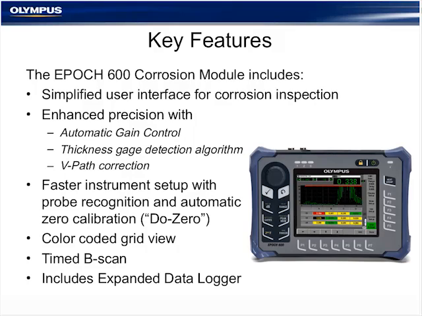And then to add some value and some enhancement beyond standard flaw detector use, we have some other features like a color-coded grid view, a timed B-scan collection, and our expanded data logger functions such as 2D grids and 3D grids. These are file types that are very common for the corrosion market to lay out surveys and inspection techniques. So these are some of the key features that we'll again highlight a bit more through demonstration today.